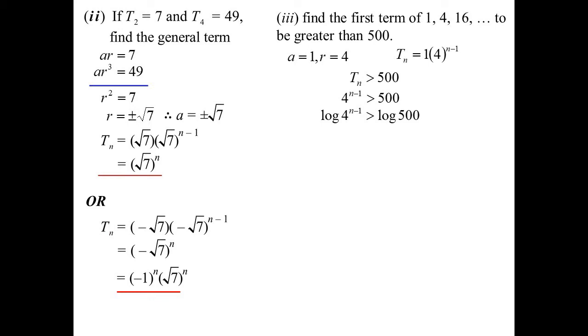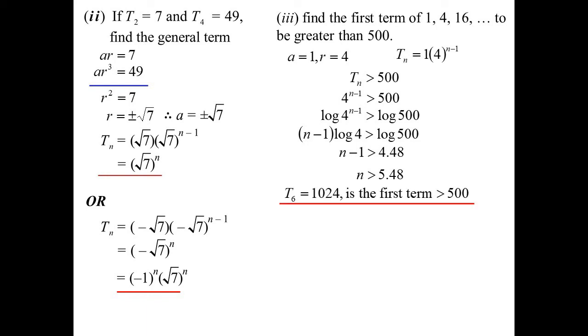So we now have the word log there, which allows me to bring n minus 1 to the front, divide by log 4. And again, I get a continuous answer of 5.48, but we're looking at a discrete situation. I want the first one bigger than that, so it would be the sixth term, which is 1,024. Be careful when you're doing this, because remember, log of a number smaller than 1 is a negative number.